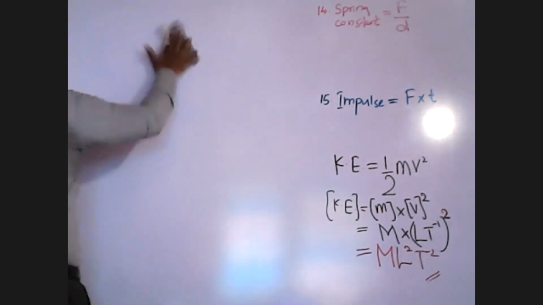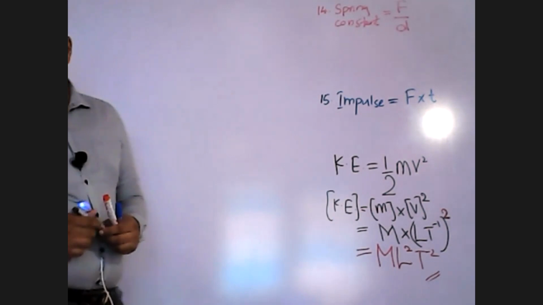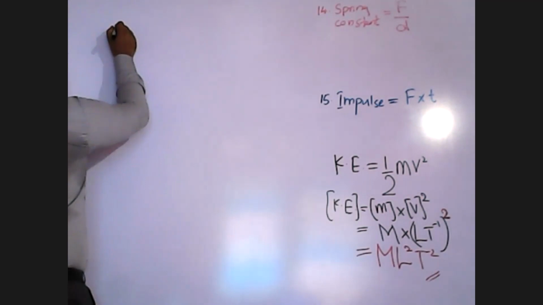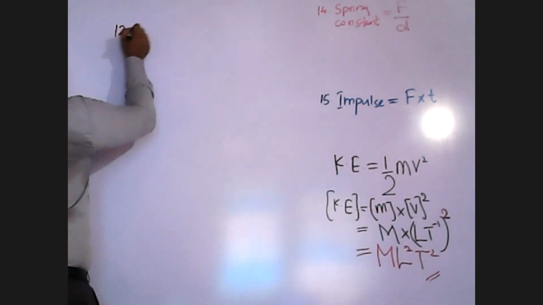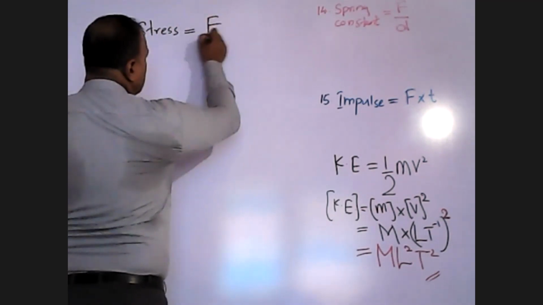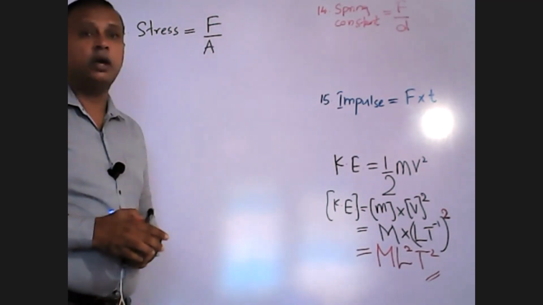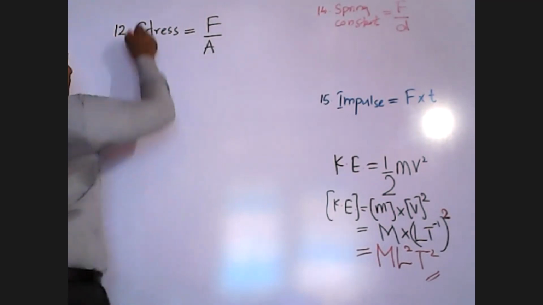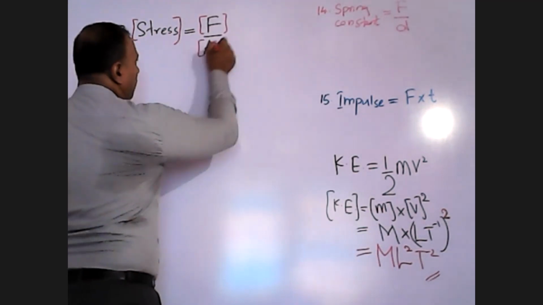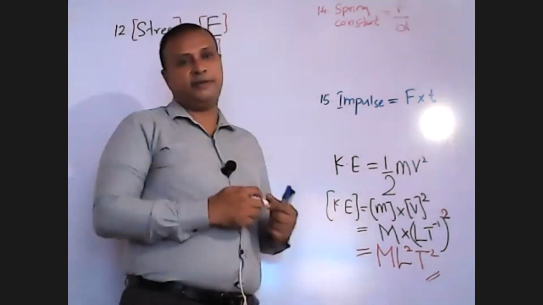No, 12. The 12th one means stress. Stress is equal to force over area. So the dimension of stress is equal to dimension of F over dimension of A.